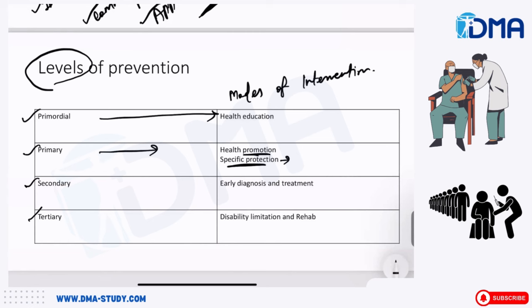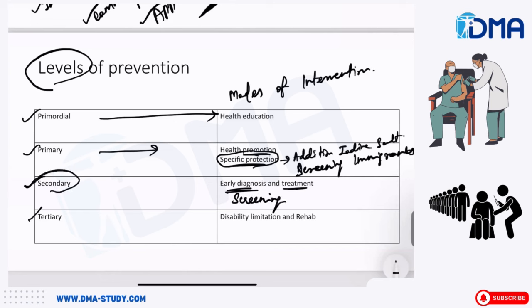Specific protection means, examples are addition of iodine in salt, screening of immigrants. All these will come under specific protection. In secondary prevention, you have early diagnosis and treatment. And screening will come under secondary prevention. In tertiary prevention, you have disability limitation and rehab. You are limiting the disability and you are doing rehabilitation.